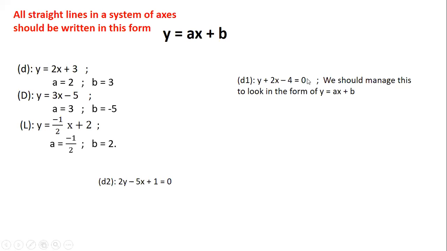But if we look at this equation, y plus 2x minus 4 is equal to 0, we should say that this equation doesn't look like the general form, because we should have y equal the others. Here we have y plus 2x minus 4 equal to 0. So what we should do here is rearrange the writing of this equation to make it look like the general form. So we keep y on the first side and we take everything to the other side. So it becomes y equal minus 2x plus 4. Now I can determine the slope and the y-intercept.